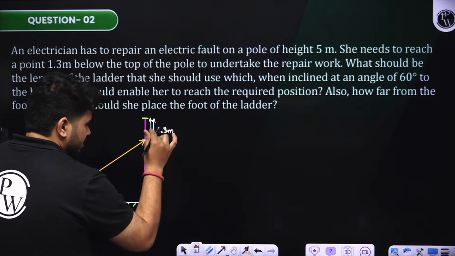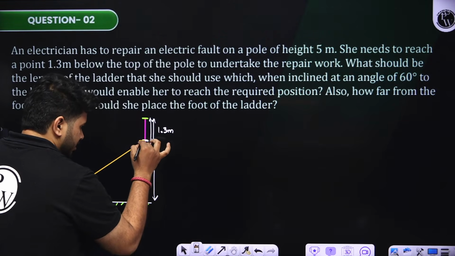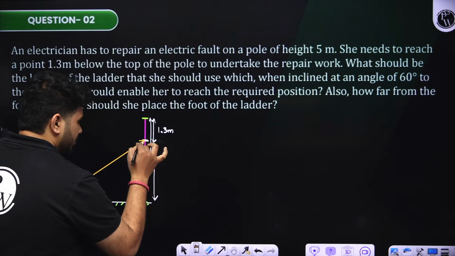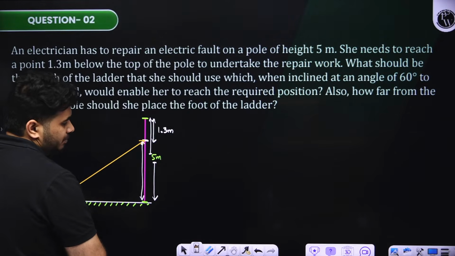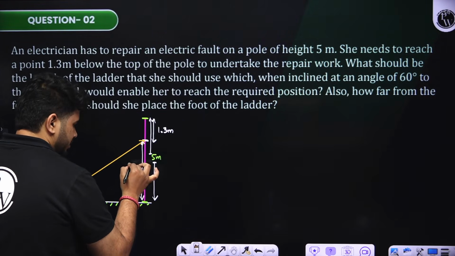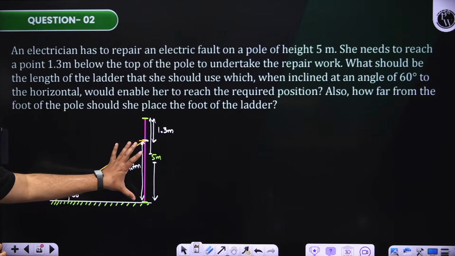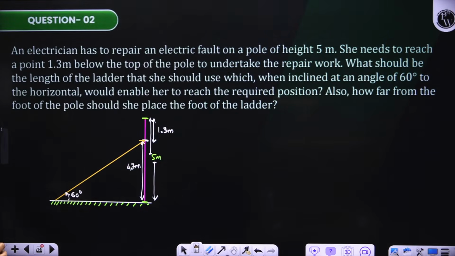So how much will this length be, students? Because from 5 we need to subtract 1.3, which is 4.7 meters. This is 4.7 meters. Correct or no? So we know this. They are asking how much should be the length of the ladder.